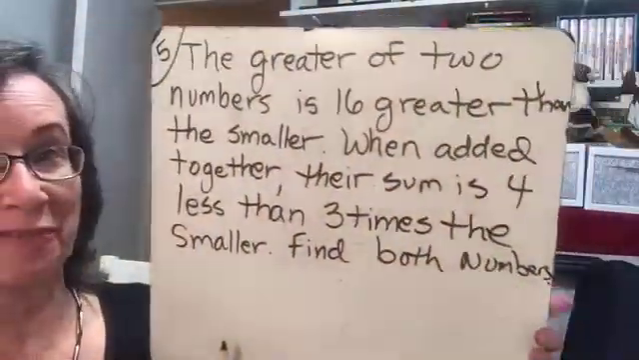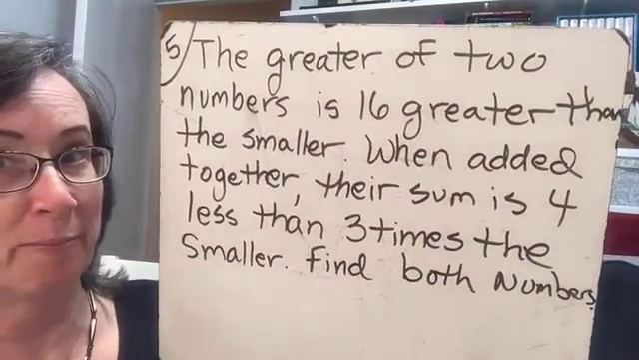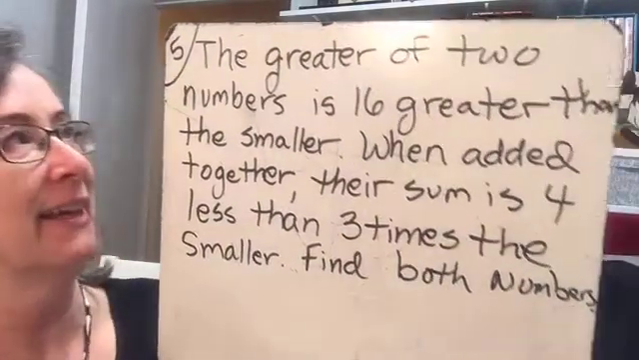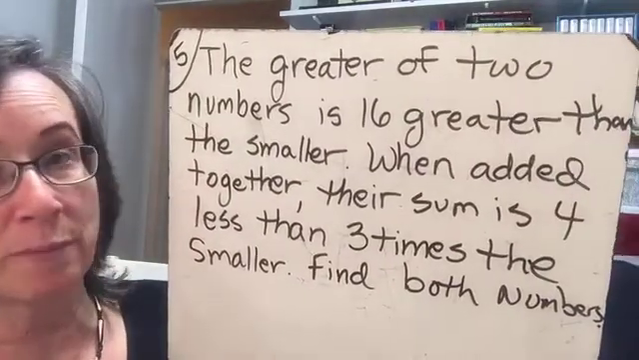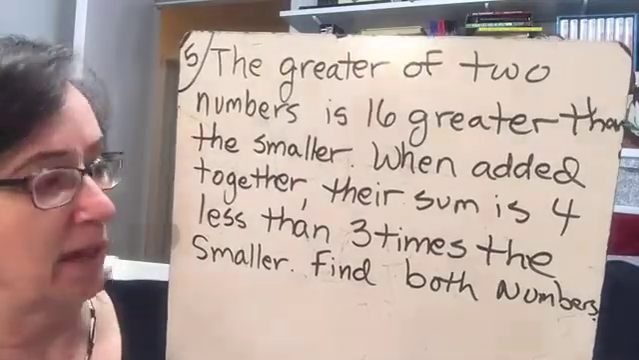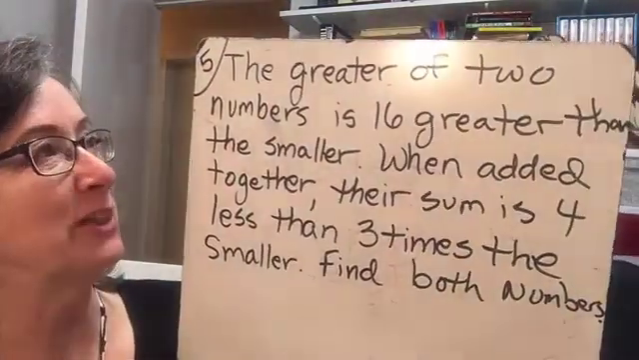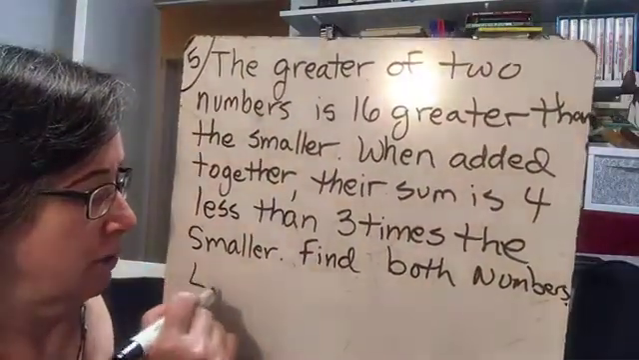Now this is number 5, and this is the type of problem that I call fun because it's getting a little bit more complicated than you can just do in your head. Okay, the greater of two numbers is 16 greater than the smaller. When added together, their sum is 4 less than 3 times the smaller. Find both numbers. Okay, so the greater we'll call larger.